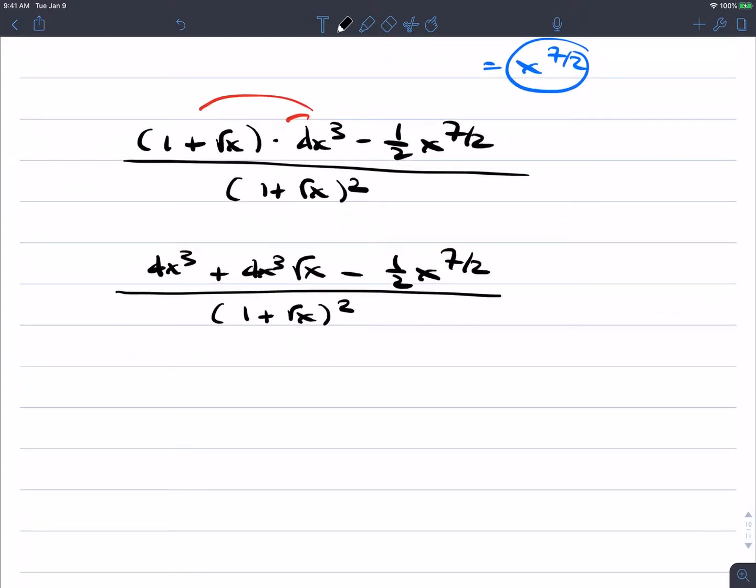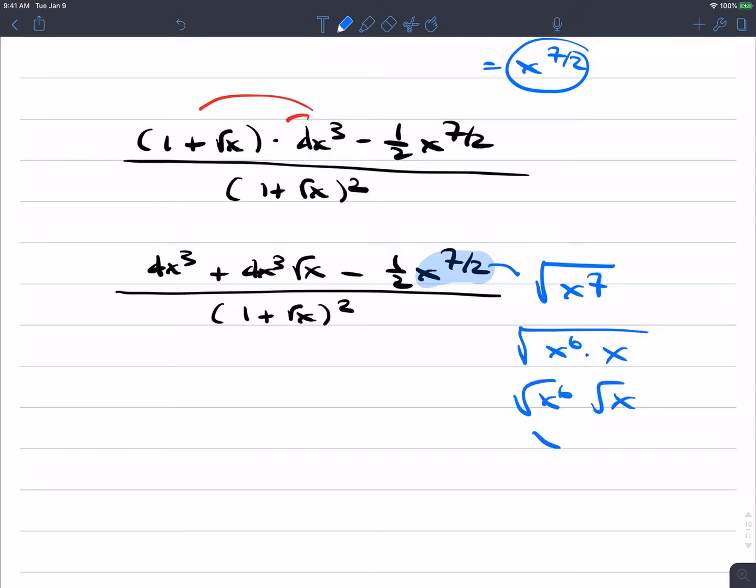Now, the only thing that's left to do here is really simplify this radical, because by definition x to the 7/2 is really the square root of x to the 7th. Now that could be simplified. Write this as x to the 6 times x, the product rule, and this is x cubed square root of x. So we're going to replace this x to the 7/2 up here with x cubed times the square root of x.